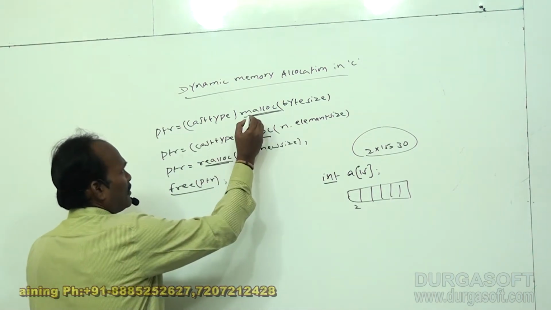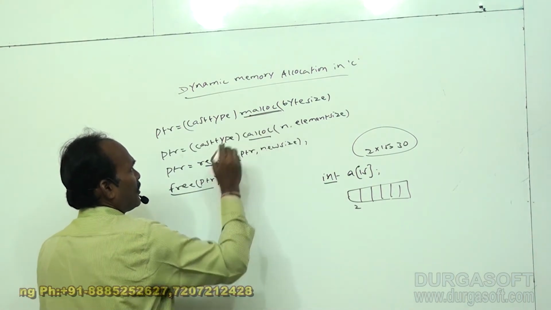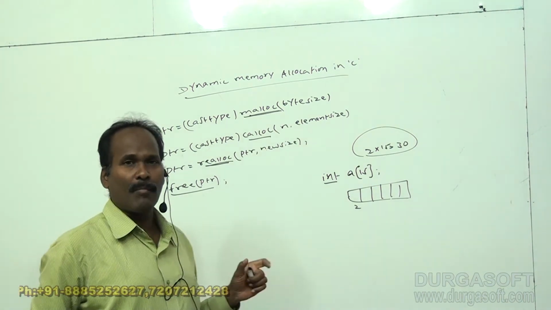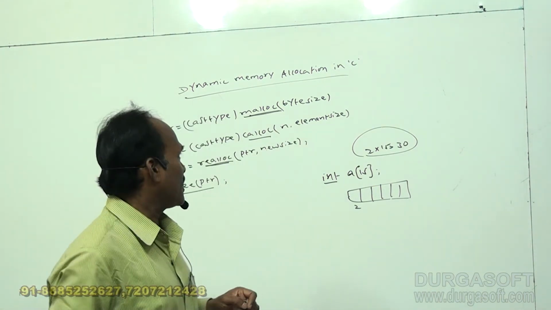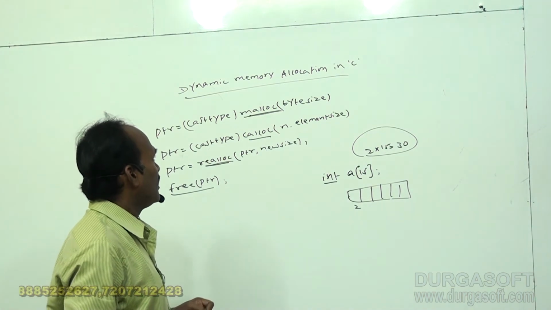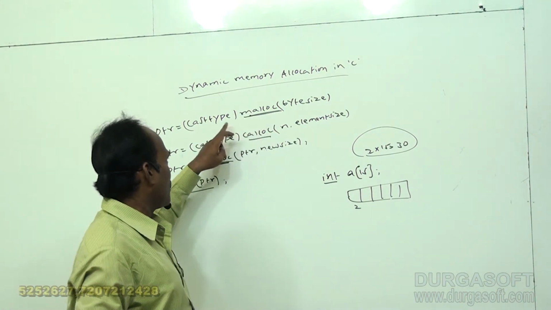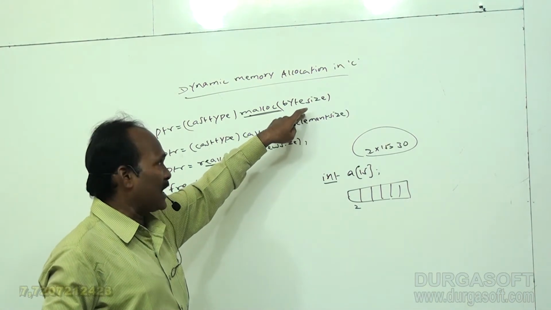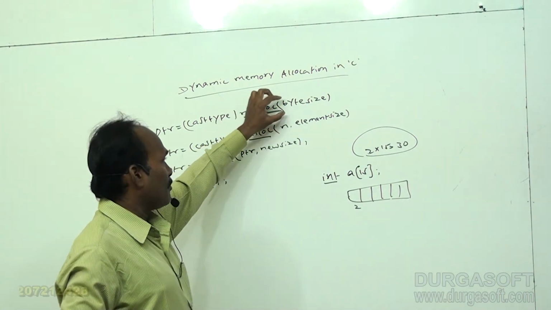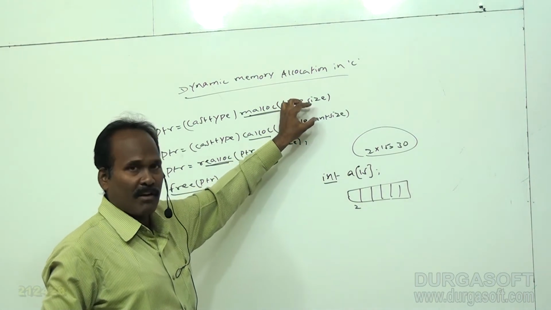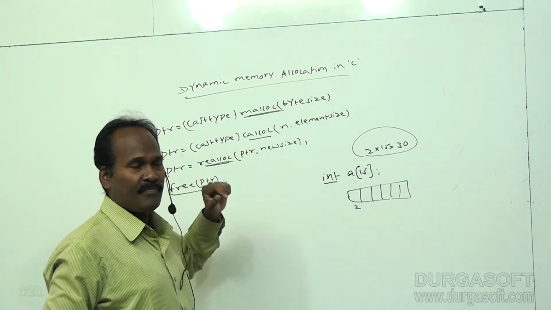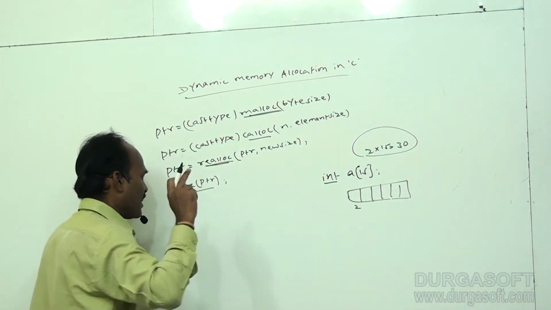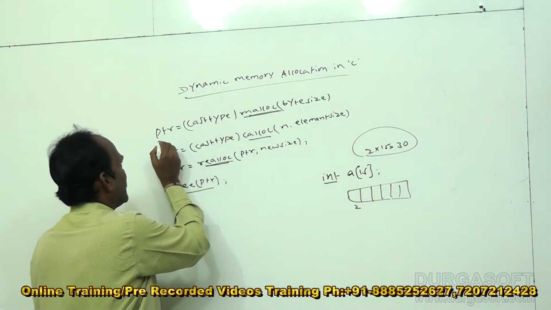So when coming to the malloc function, malloc stands for memory allocation. The memory allocation function is going to take only one parameter. What is the one parameter here? malloc byte size. How much space you require for this array, for this block. So look at this syntax here.